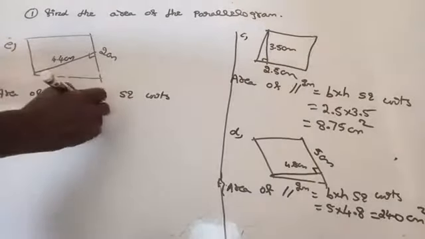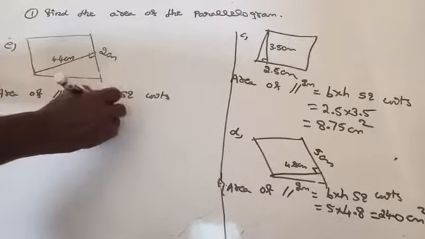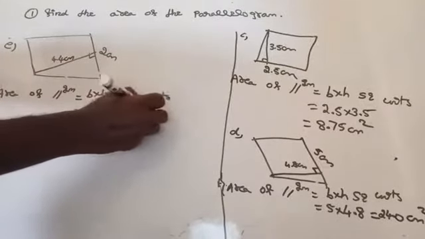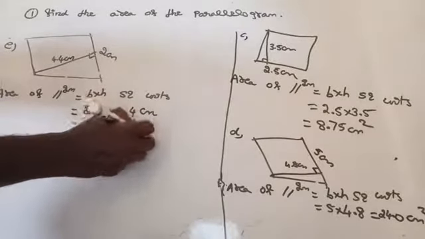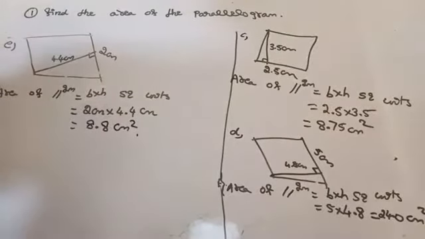Here what is the base? Base is 2 centimeter and height is 4.4 centimeter, which is equal to 8.8 centimeter square. It is the area of the parallelogram. Am I right? Yes. Shall we move to the next part? Question number 2.